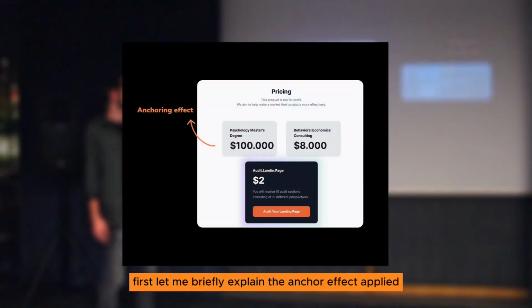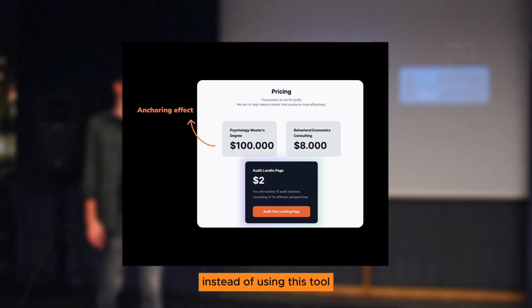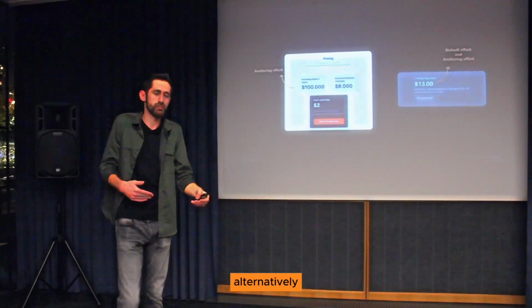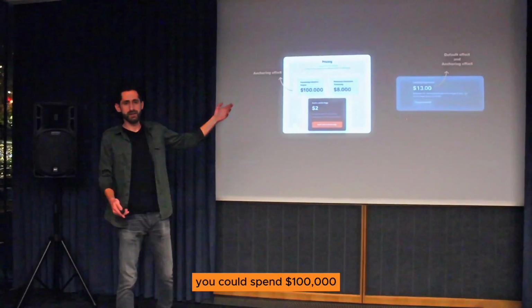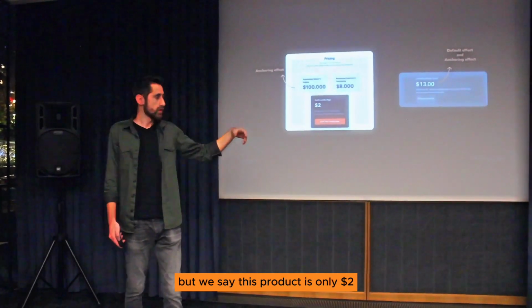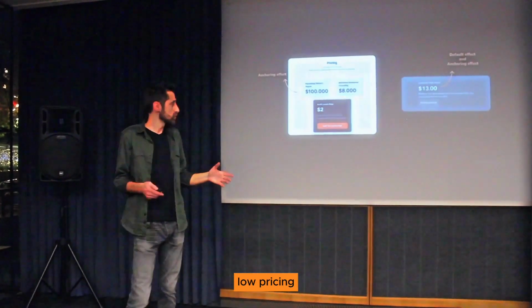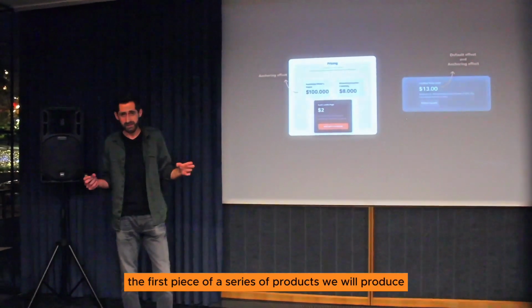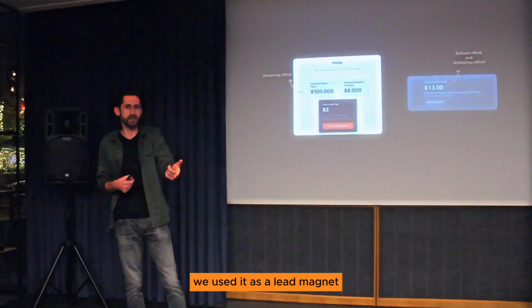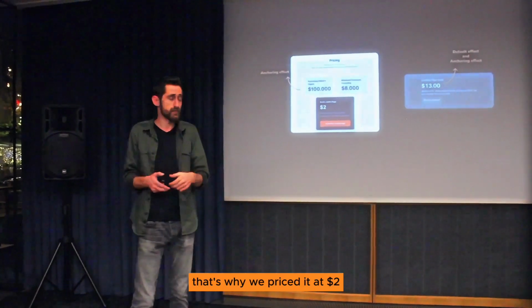First, let me briefly explain the anchor effect applied here. We've implemented two anchors. Instead of using this tool, you could hire a consultant for $8,000. Alternatively, you could spend $100,000 to learn this information, but we say, this product is only $2. It's worth mentioning that I don't usually recommend low pricing. This product is the first piece of a series of products we will produce. We used it as a lead magnet, so to speak. That's why we priced it at $2.